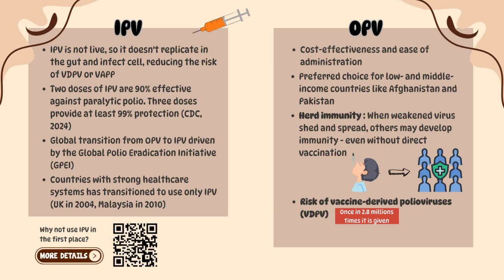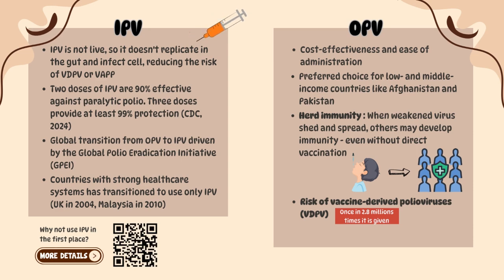However, there is the risk of developing vaccine-derived poliovirus, VDPV for short, because nonetheless it is a live virus. It can replicate and infect cells. The chance of this happening is 1 out of 2.8 million times if OPV is given.